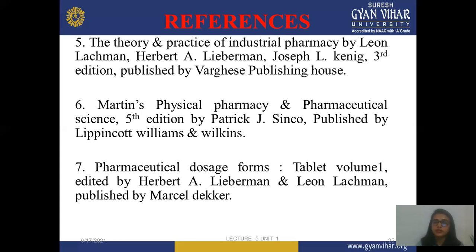Other than this, some books are like The Theory and Practice of Industrial Pharmacy by Leon Lachman, Herbert A. Lieberman, Joseph L. Kanig, third edition, published by Varghese Publishing House. And sixth reference, Martin's Physical Pharmacy and Pharmaceutical Sciences, fifth edition by Patrick J. Sinko, published by Lippincott Williams & Wilkins. And seventh reference is Pharmaceutical Dosage Forms: Tablets, volume 1, edited by Herbert Lieberman and Leon Lachman, published by Marcel Dekker. These are good references for any assignment or formulation.